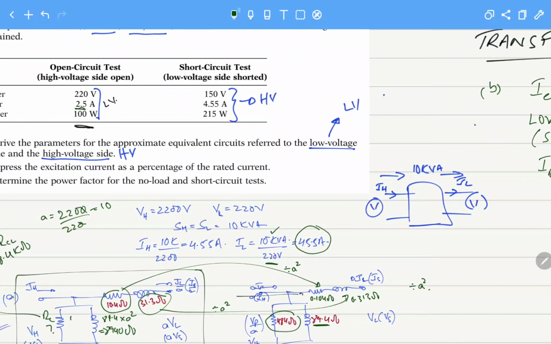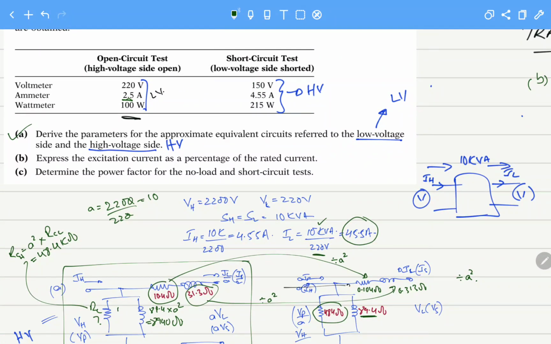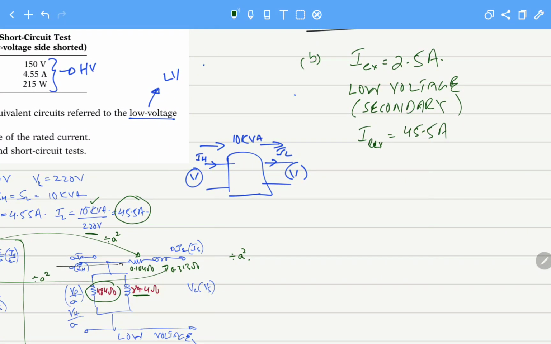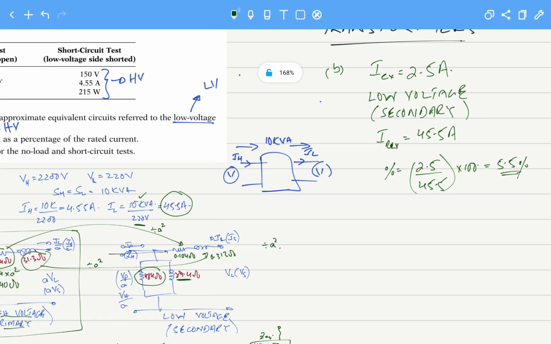So the question is asking for the excitation current as a percentage of the rated current. So how we can calculate is 2.5 divided by 45.5 into 100 for percentage. This becomes 5.5%. So this says that the excitation current is only about 5% of the full rated current, as I have recently told you also, it is a lower value.